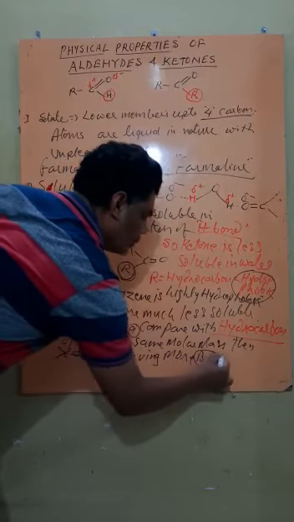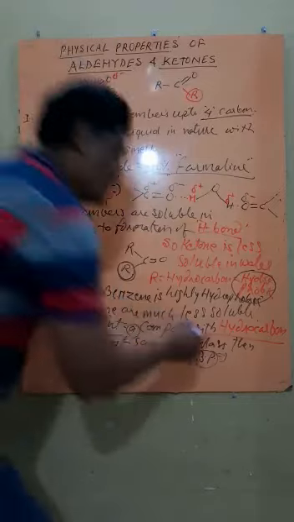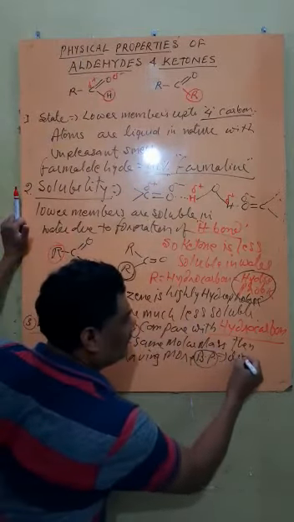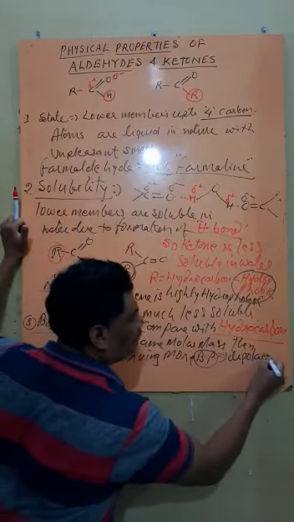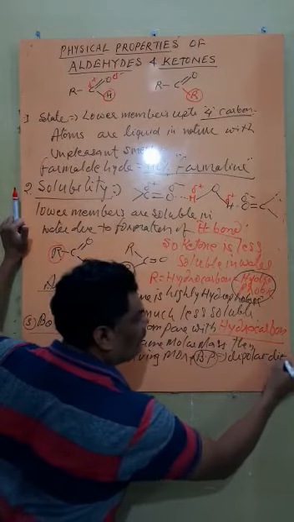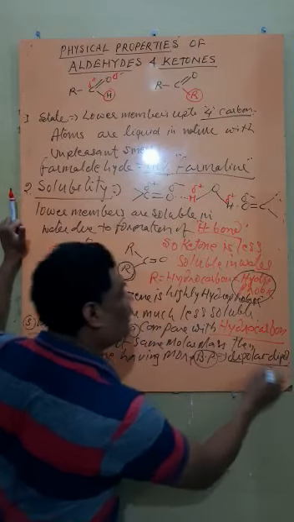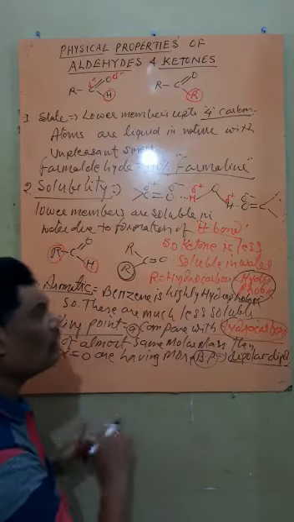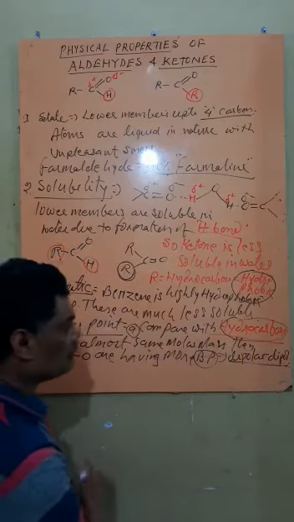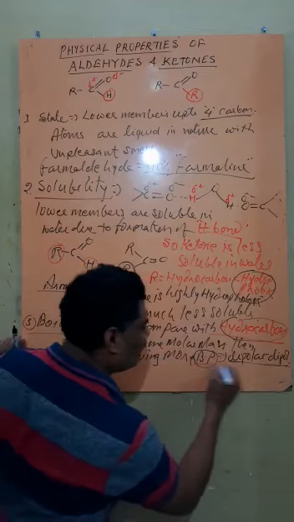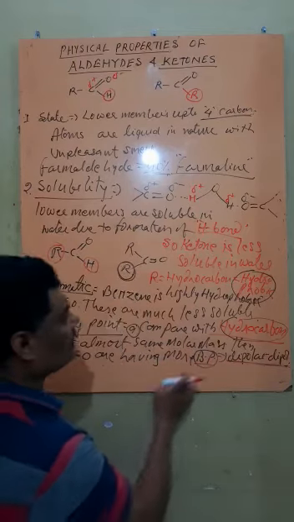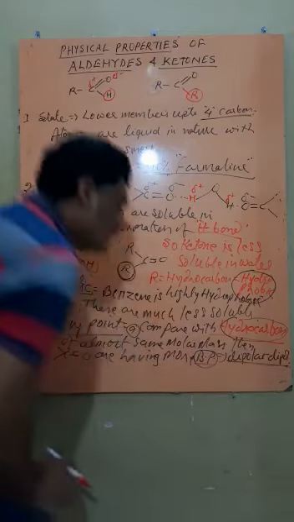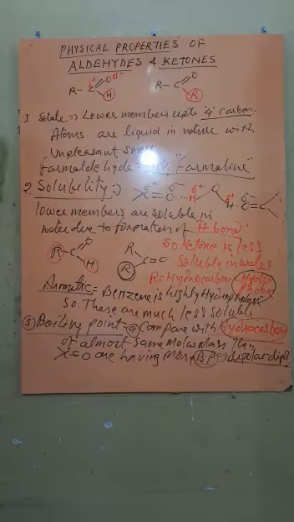Now, why do they have more boiling point? This is due to a special type of attraction force, called dipolar attraction force. While in hydrocarbon there is only London force, or you can call it dispersion force. But here it has dipole attraction force. Therefore, their boiling point is very high as compared to the hydrocarbon.